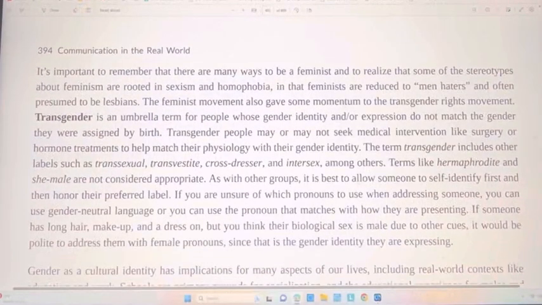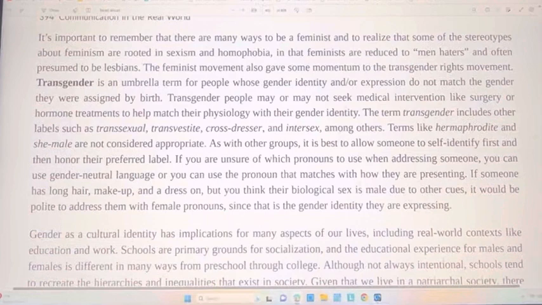It's important to remember that there are many ways to be a feminist and to realize that some of the stereotypes about feminism are rooted in sexism and homophobia, in that feminists are reduced to men haters and often presumed to be lesbians. The feminist movement also gave some momentum to the transgender rights movement.